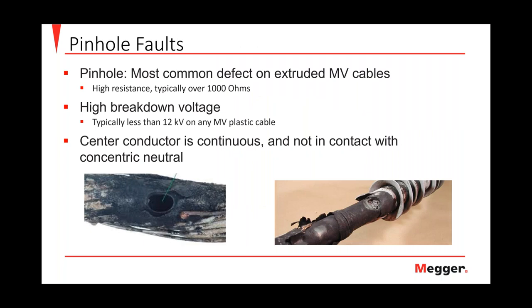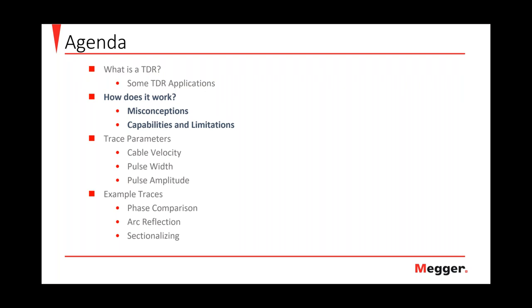TDR is commonly used to find pinhole faults on integrated units with a surge pulse generator. This is called an arc reflection method. Pinhole faults are the most common defect on extruded medium voltage cables, and we would normally characterize these as higher resistance faults, typically over 1,000 ohms. They'll have a higher breakdown voltage. On these, the center conductor is continuous, and it's not in contact with a concentric neutral, but it has a resistance that's high enough to where a TDR alone and by itself isn't going to find it.